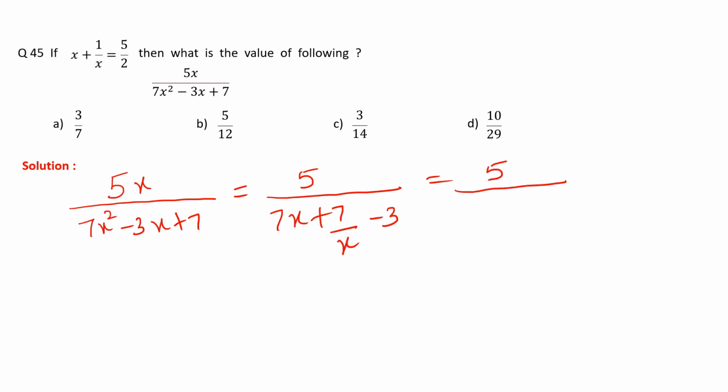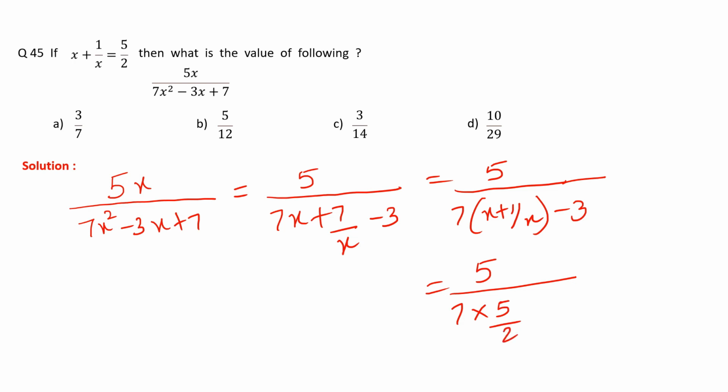And since we are already given the value of x plus 1 by x, what we'll be doing is writing it as 5 upon 7 into inside the bracket x plus 1 by x, then minus 3, right? Now x plus 1 by x is 5 by 2, so just substitute this value over here. It becomes 5 divided upon 7 into 5 by 2 minus 3. Now just do the calculations and finally we get the answer.